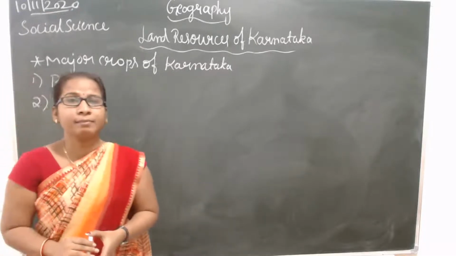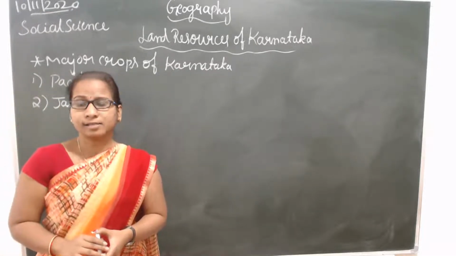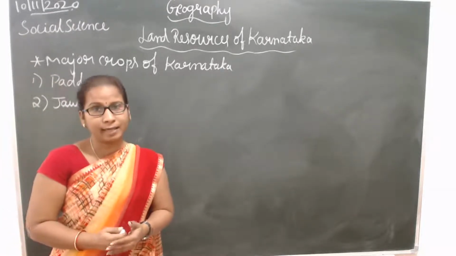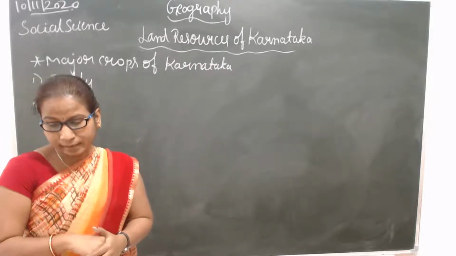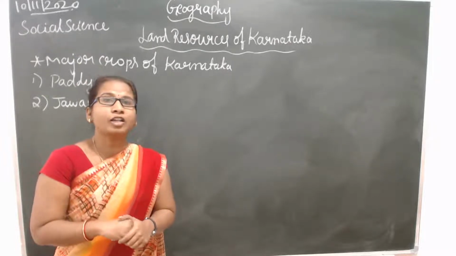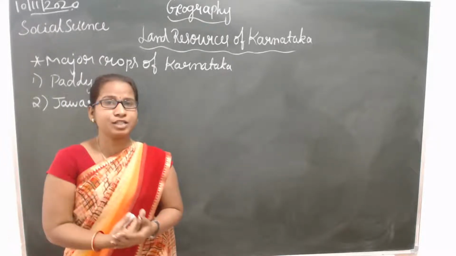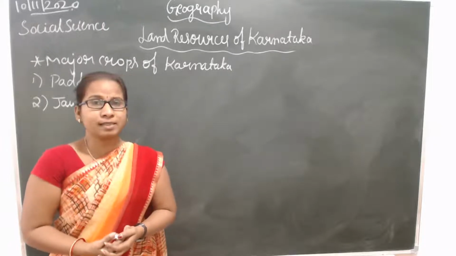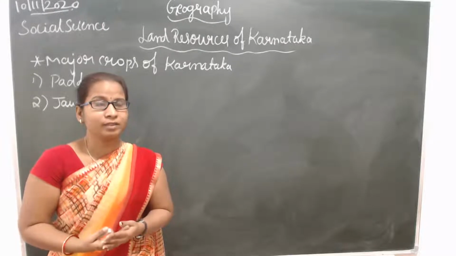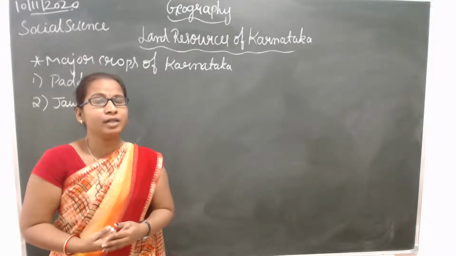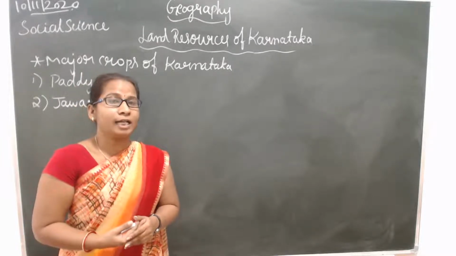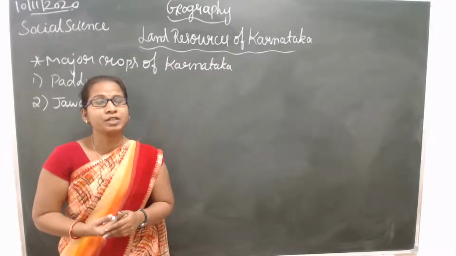Jawar is the second major crop of our Karnataka state. This is the second most important crop in Karnataka after paddy. Until recently, the area under jawar cultivation was more than that of paddy. So, the occupied area of our paddy and jawar. In the previous class, I told that Karnataka occupies 1,91,791 square kilometers, and in that, the area kept for cultivation purposes.